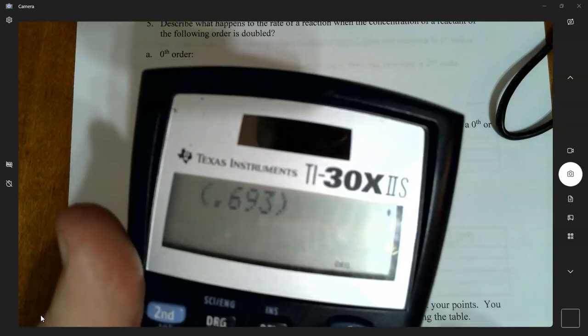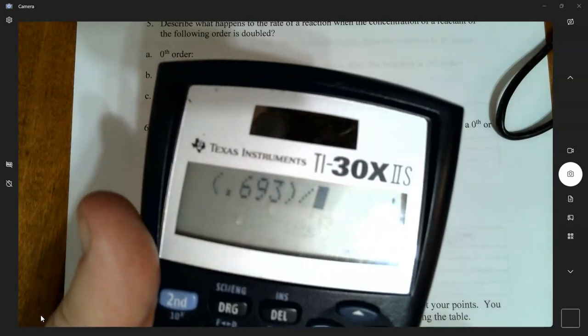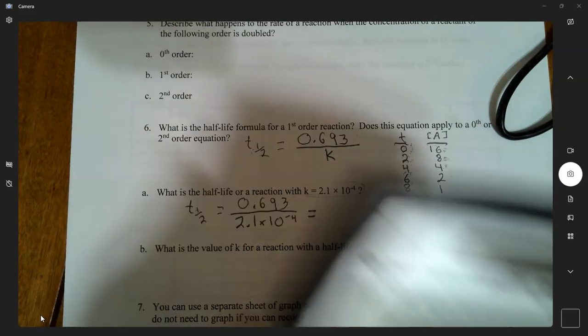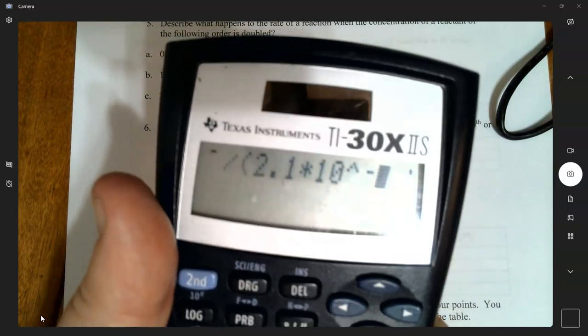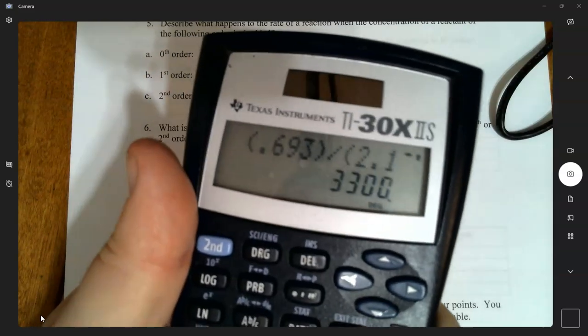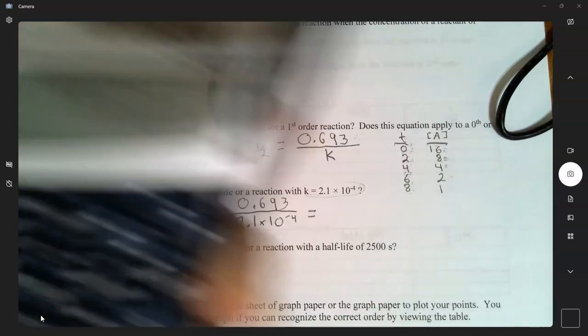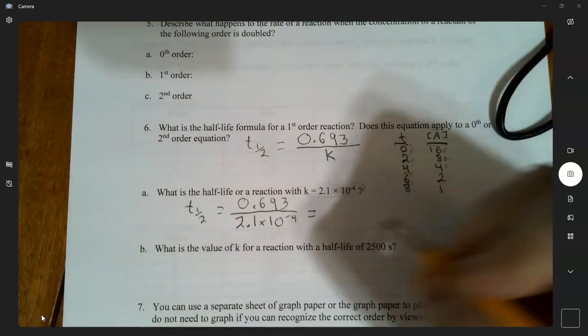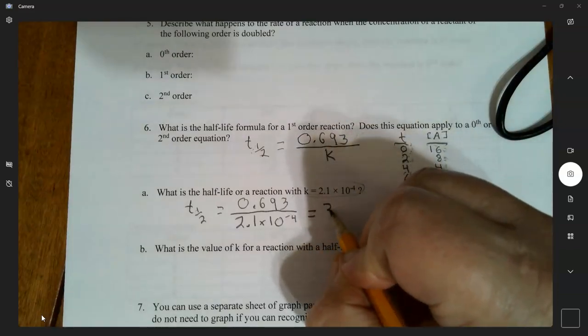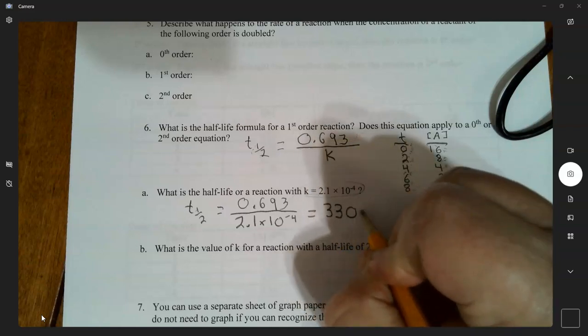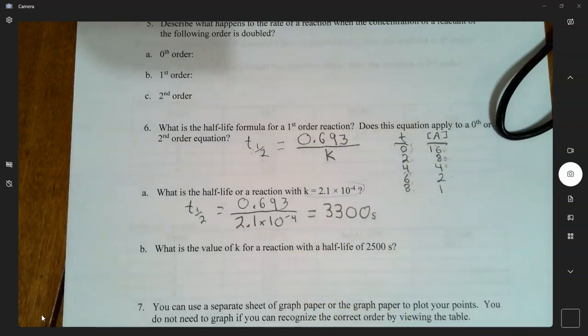Maybe you have to do that, maybe you don't. I think it's a good idea. Divided by parenthesis, 2.1 times 10 caret negative 4, close the parenthesis, and what you get there is 3,300. Okay, and I didn't put a unit of measure. I should have. We'll say 3,300 seconds, which is a little less than an hour.